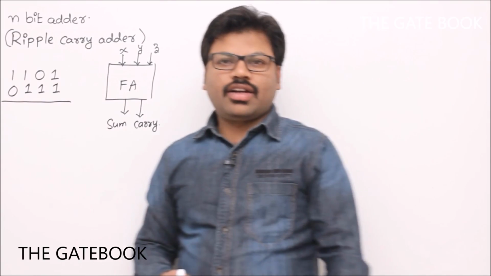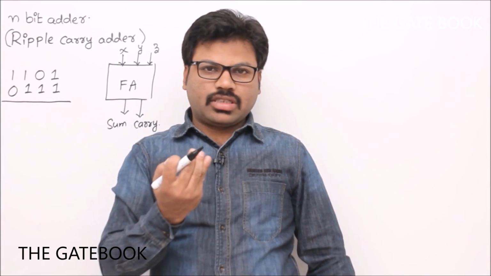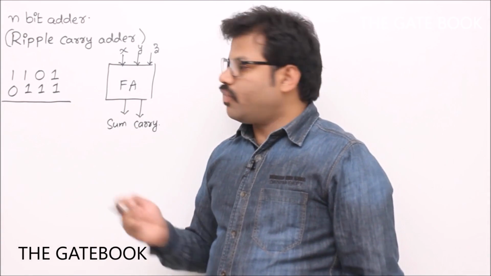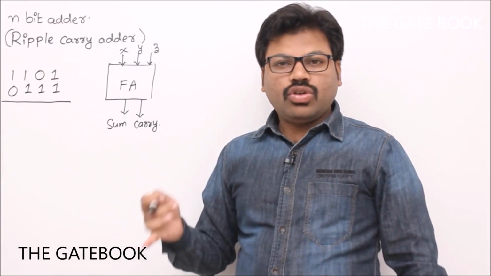Now we will see how to add two n-bit numbers. So far we have seen how to add only one column, that means two 1-bit numbers or three 1-bit numbers. But now we are going to do that for n bits. Example here, 4-bit addition. So how to do 4-bit addition?